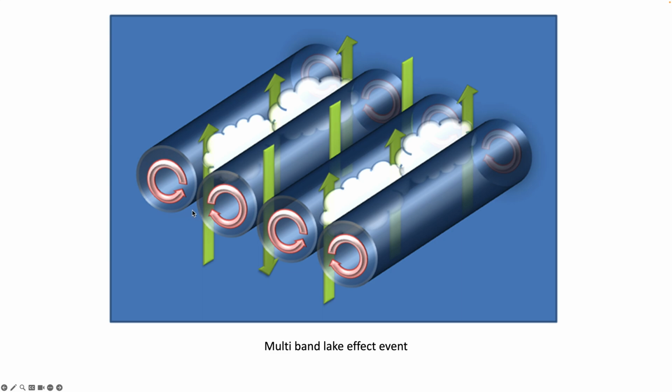So what you'll see with multi-band lake effect events is you'll get these streamers of convective cloudiness beneath which it snows extremely heavily, and then on either side of these narrow streamers, the sky will actually be clear. You can actually have sunshine occurring. So with multi-band lake effect, you basically go from heavy snow to clear skies, to heavy snow to clear skies, and so on. And this typically occurs when the winds are blowing perpendicular to the long axis of the lake.